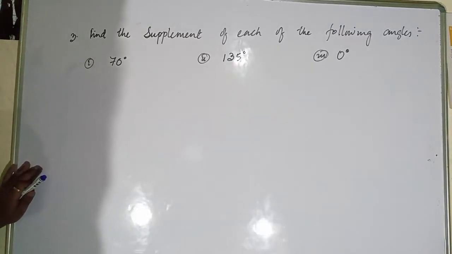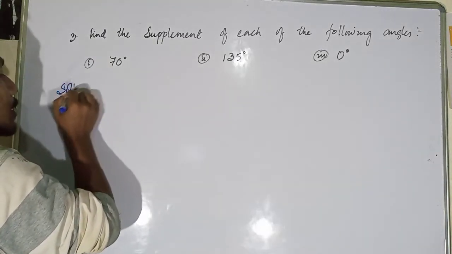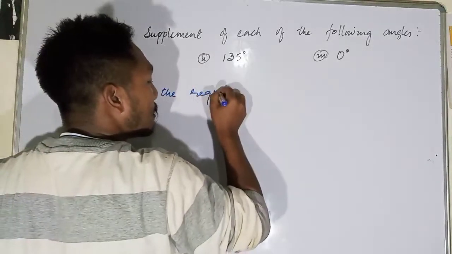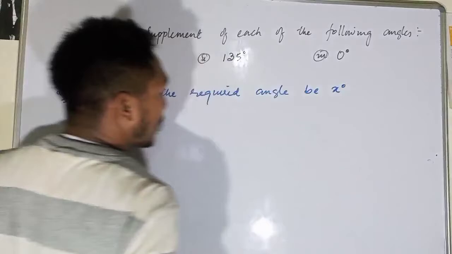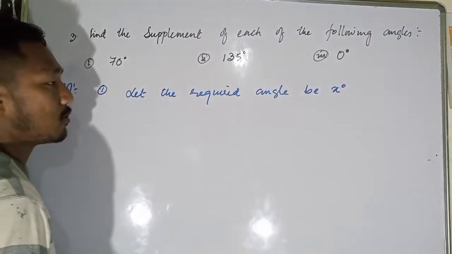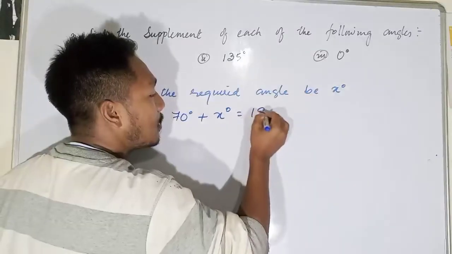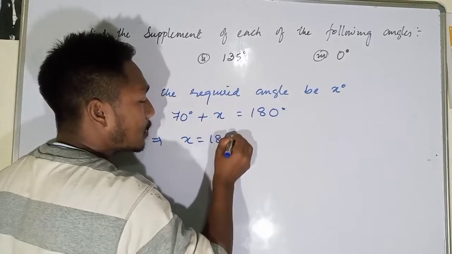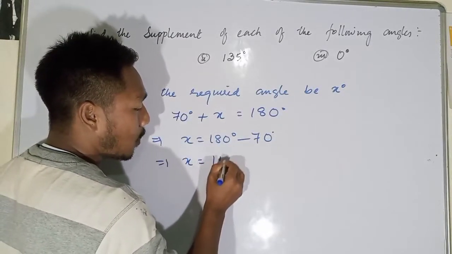Find the supplement of each of the following angles: 70, 135 and 0 degrees. I'm solving only 3 questions here, so you try to solve the remaining questions. Number 1: let the required angle be x degrees. Supplementary means the sum of this angle and the required angle will always be equal to 180 degrees. That means 70 degrees plus x degrees is equal to 180 degrees. So x is equal to 180 degrees minus 70. If you bring this 70 to this side, it becomes minus. So x will be equal to 110 degrees.